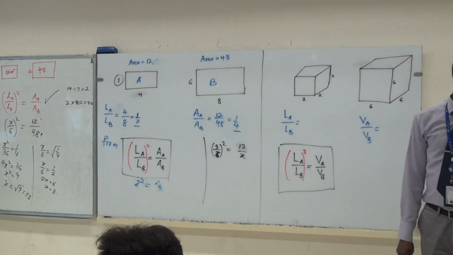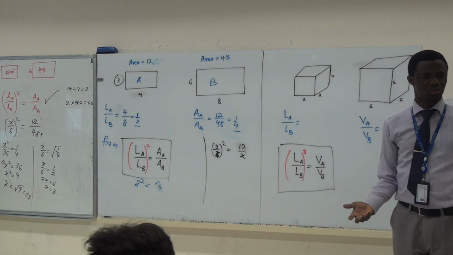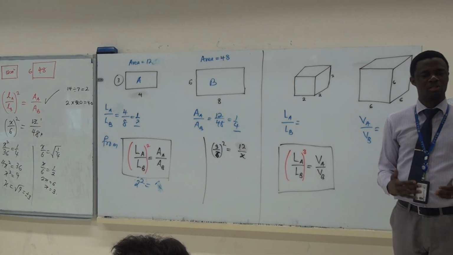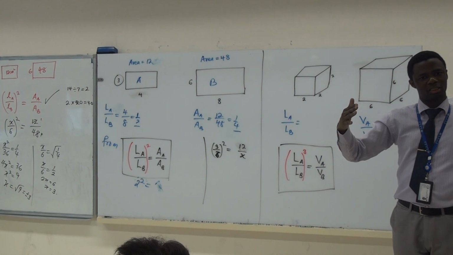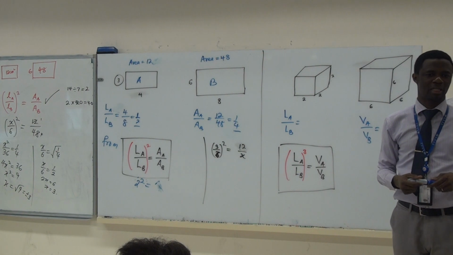Okay? So from that, we're going to get LA divided by LB is now 2. When the side length is double means the enlargement is double, right? So it means the ratio of maybe the second one to the first one is now 2, something like that.